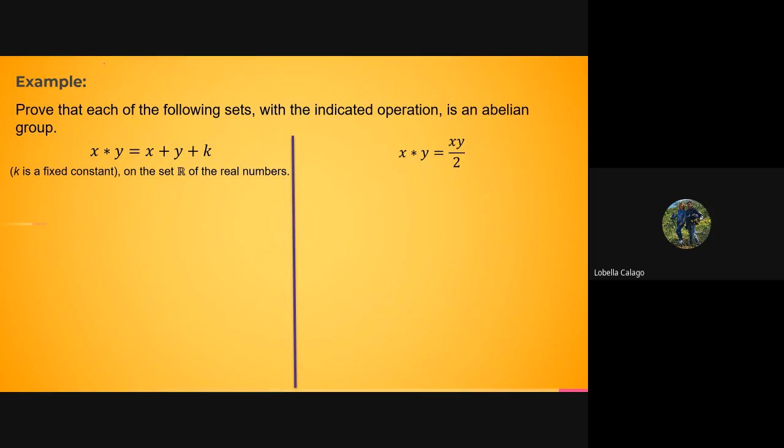So, ano to? Paano natin masosolve kung this one is an abelian group? Sinabi dito, this operation must be equals to this one, where k is a fixed constant. Ibig sabihin, constant, any number, or fixed siya, on a set R of real numbers. So, paano po natin isosolve yan? Sinabi dito, this is an abelian group, and the other one is an abelian group.